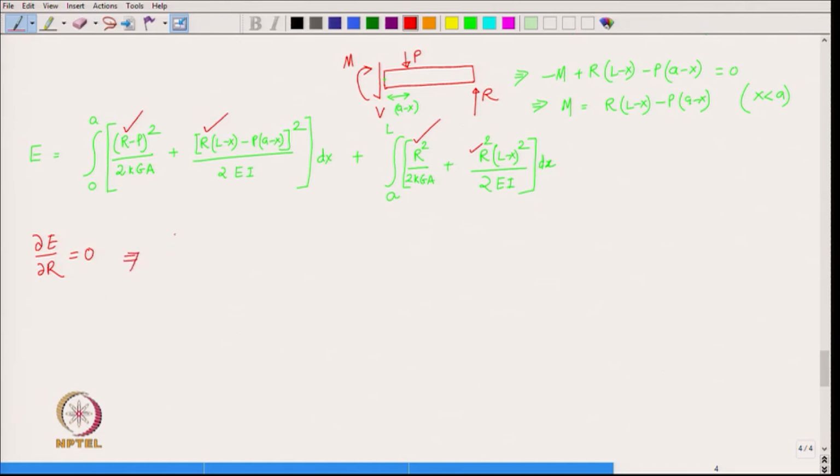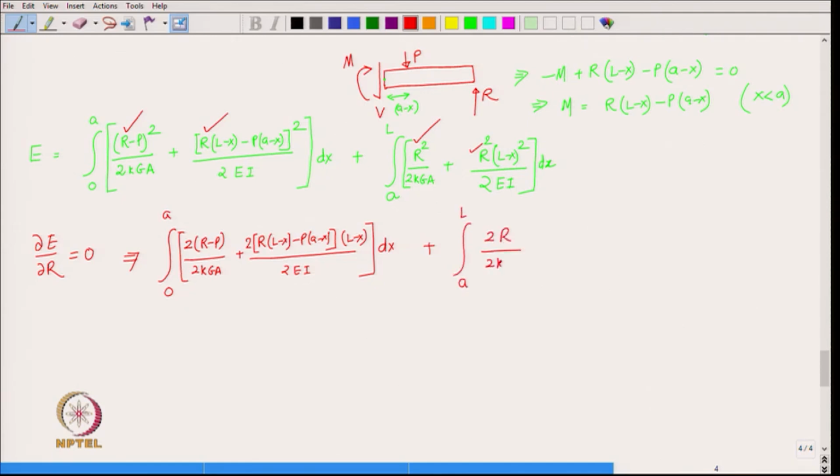When we do it, we are going to get the integral from 0 to a of 2 times (R minus P) over 2 k G A plus (R into L minus x minus P into A minus x) into (L minus x), because we take the derivative with respect to R, and we get a 2 also here, divided by 2 E I, and we integrate the whole thing, plus the second term, from a to L, of 2 R over 2 k G A plus 2 R into (L minus x) whole square divided by 2 E I dx. So, solve it to get the reaction force.